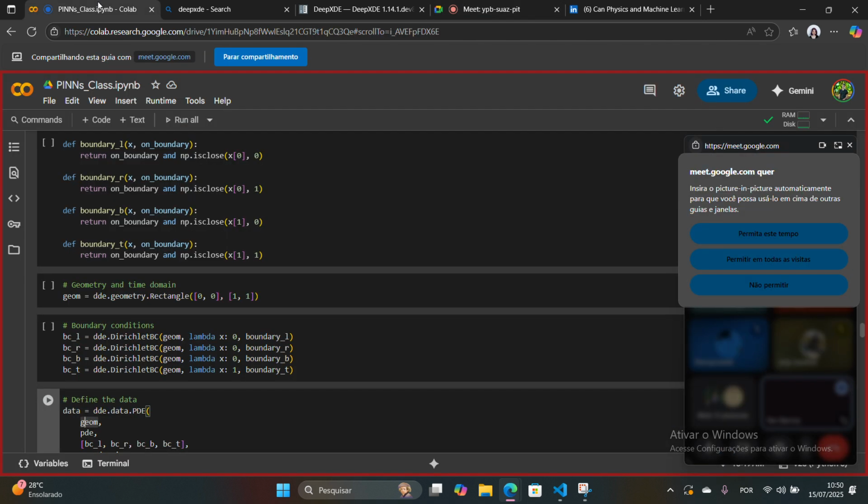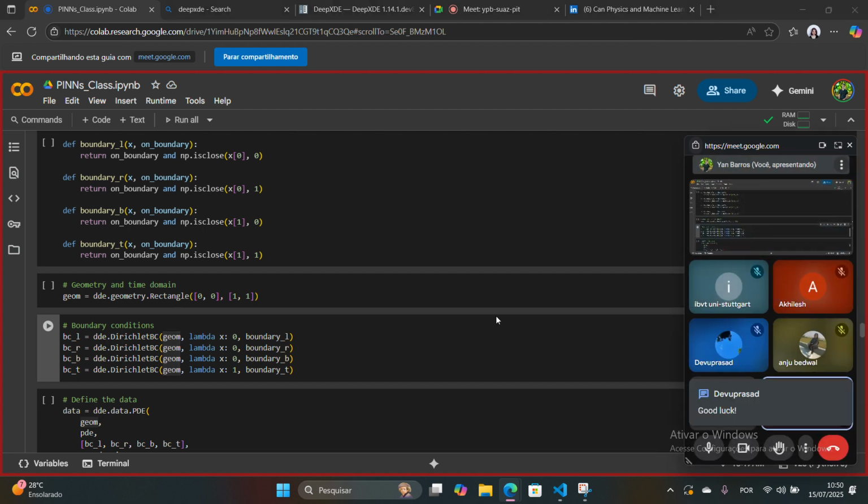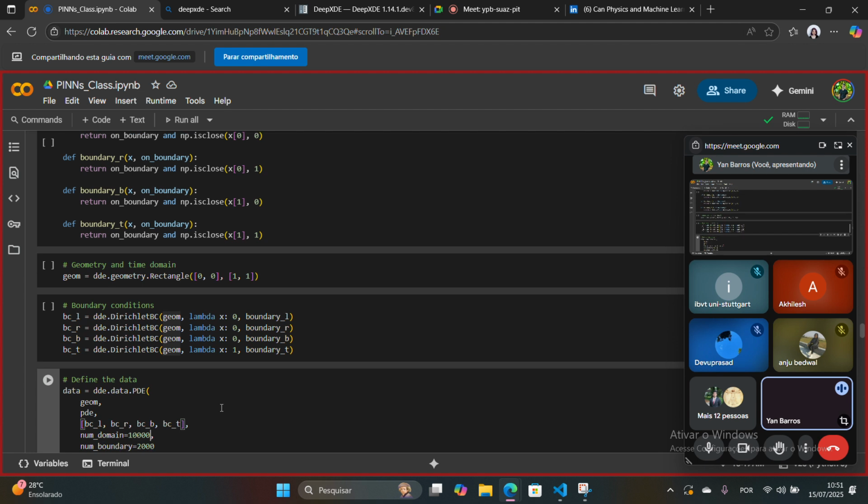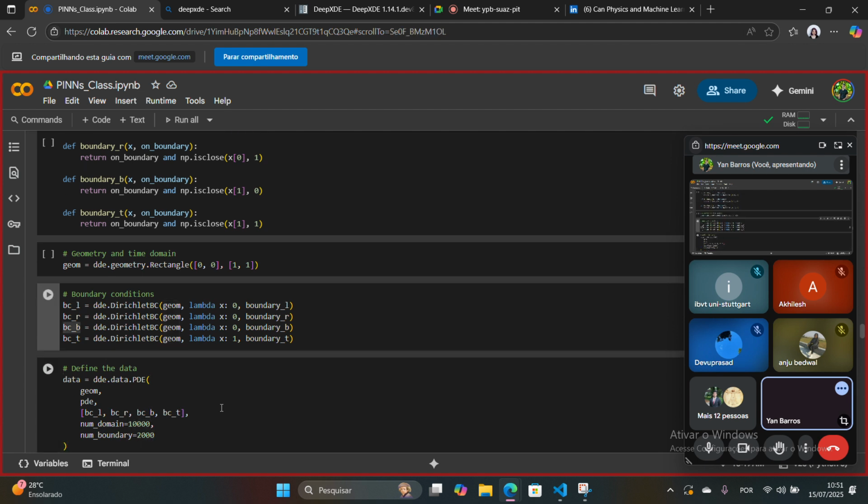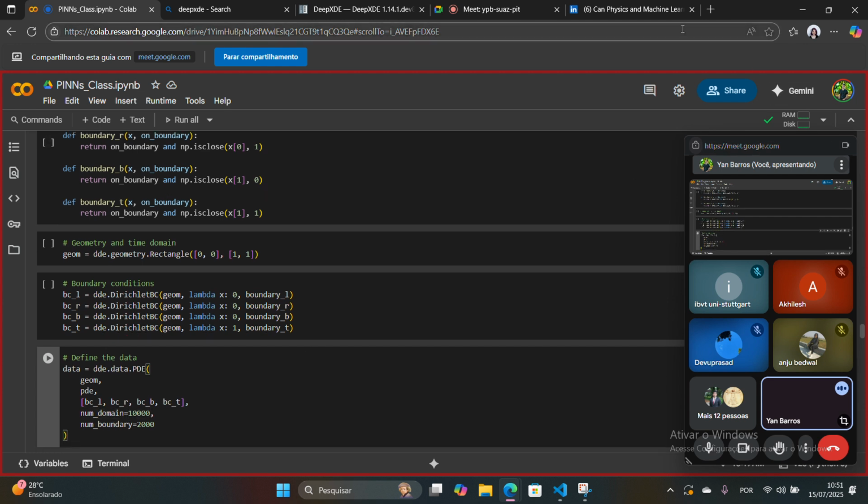All right, so keep going here. We create the data for the DeepXDE function. We pass the geometry, and we pass the equation that we created, the function that we created. We have the boundary and initial conditions set here, then the number of points for the domain and the boundary conditions.